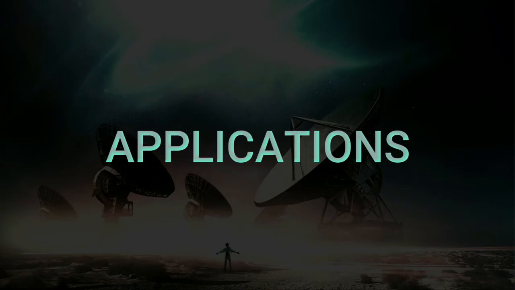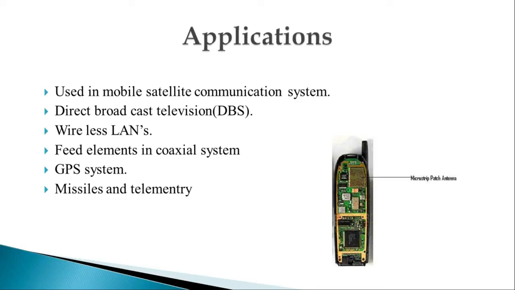As an application, it is used in mobile satellite communication systems, direct broadcast televisions, wireless LANs, feed element in coaxial systems, GPS systems, missiles and telemetry. As a conducting strip is connected to the edge of the patch, this feed can be etched on the substrate. It is simple and easy to fabricate, and it can be etched on the same substrate. The disadvantage is it gives undesired radiation.